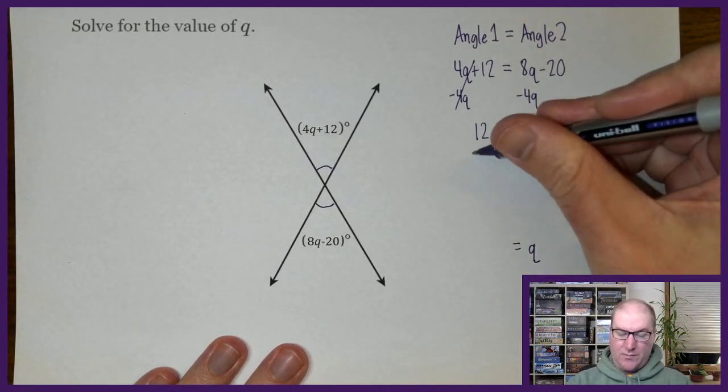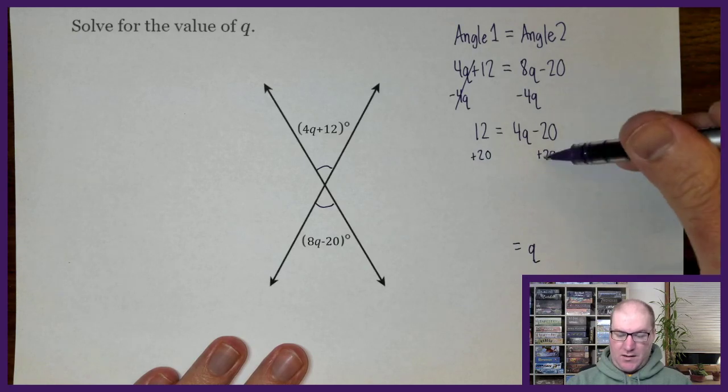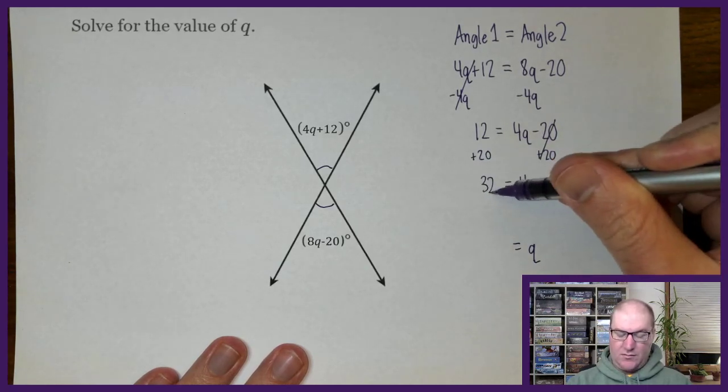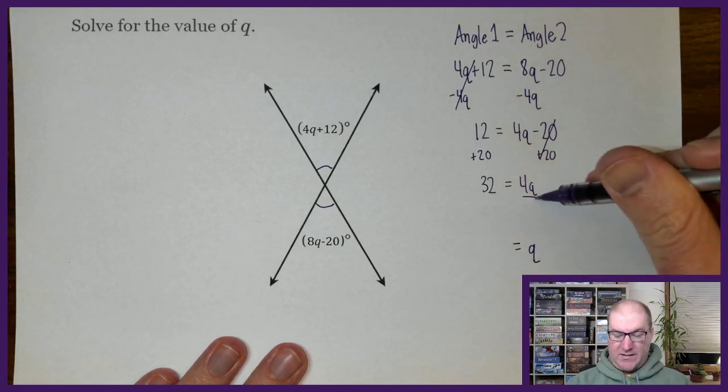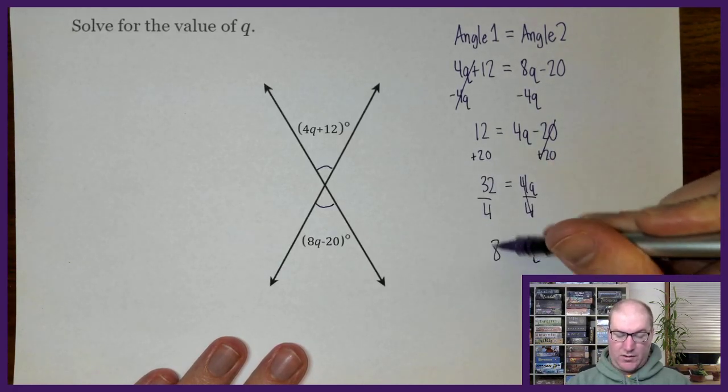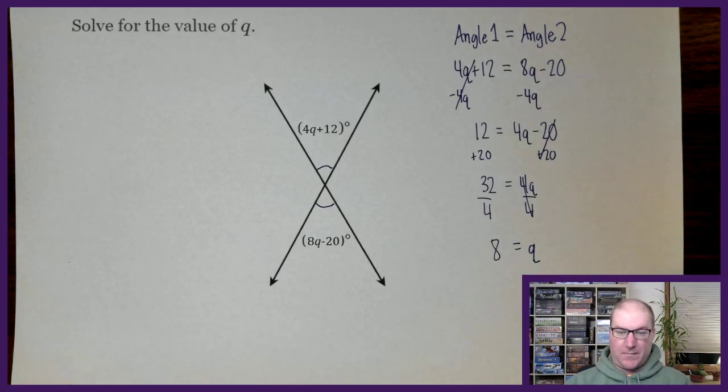So let's use inverse operations. Let's do plus 20 to both sides. Cancels that out, and we get 4Q equals 32. Then the last step here would be to divide both sides by 4, and we'd get 32 divided by 4. Q is equal to 8.